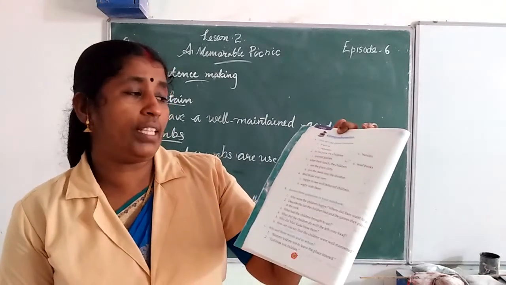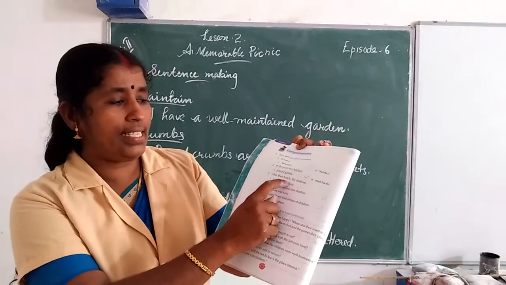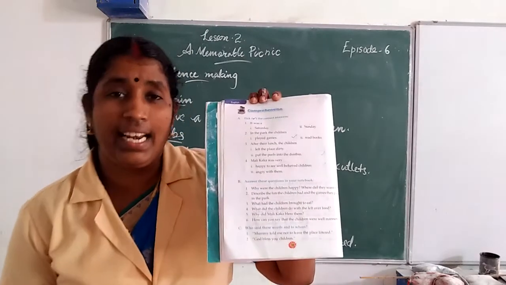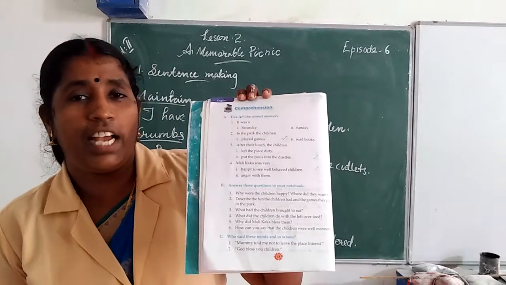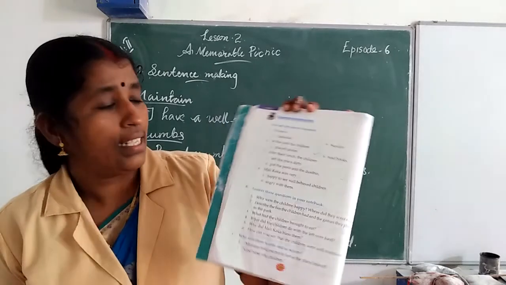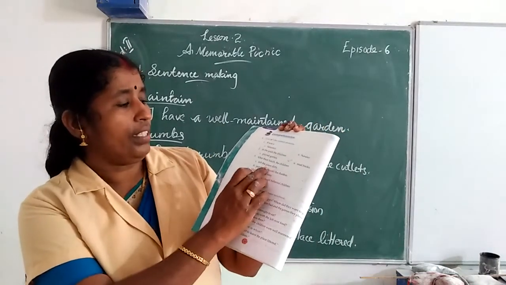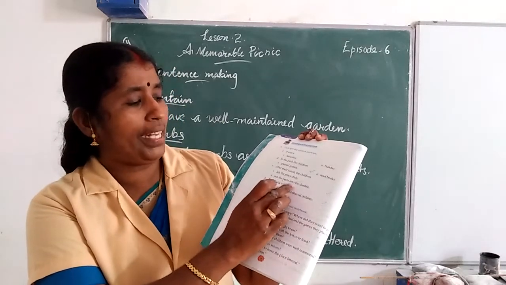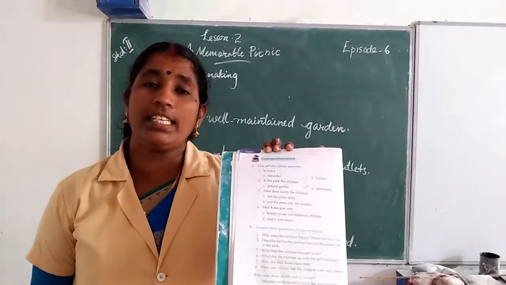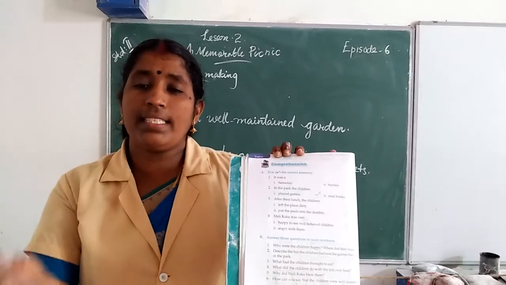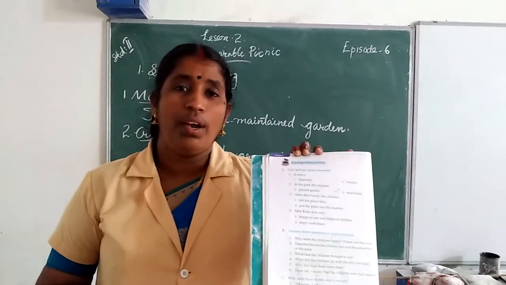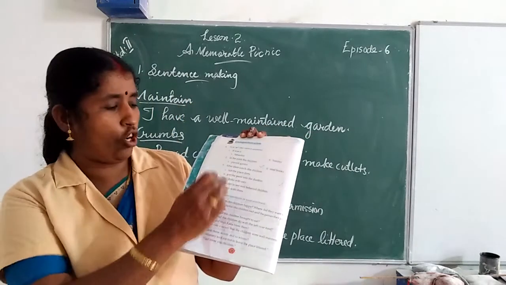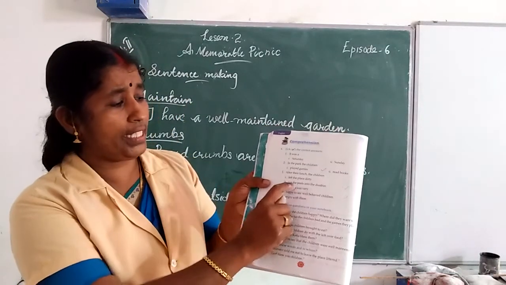Then move on to the third one. After their lunch, the children dash. Can you see the text? Yes. First one, left the place dirty. Second one, put the peels into the dustbin. What did the children do? The children put the peels in the dustbin. Second option. You tick the second option.